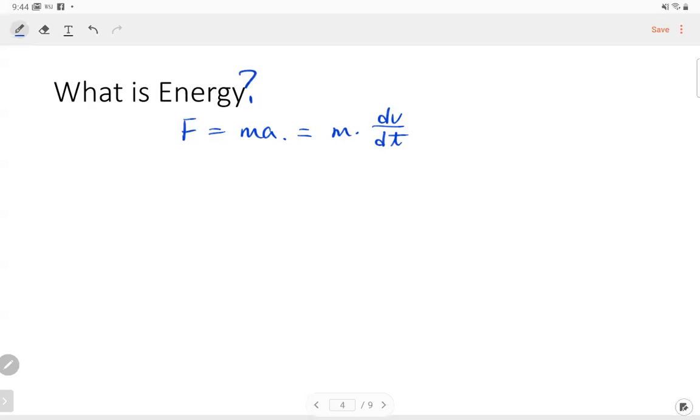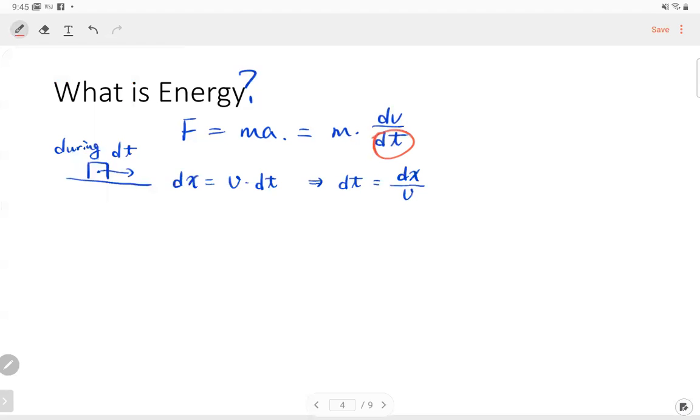And let's see, because we know if the object is moving, then in a small duration dt, we can treat this small duration as a constant speed. Then under a constant speed, the small displacement is equal to the velocity times the small duration, right? So the dt, the small duration, could be replaced by a small displacement over the velocity. So we're going to replace the dt with dx over v.